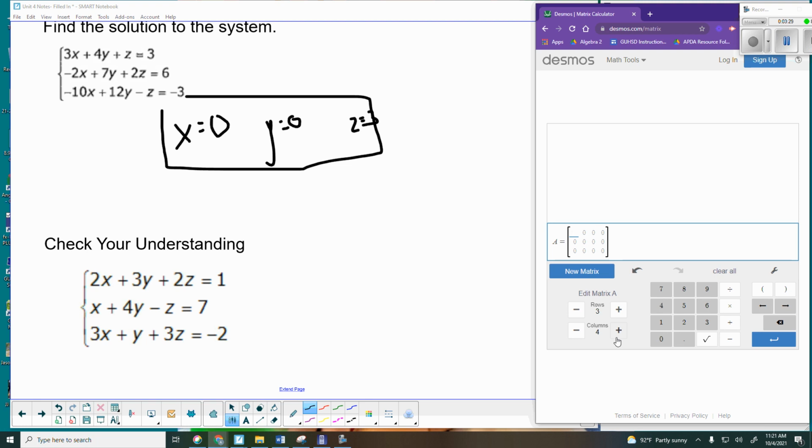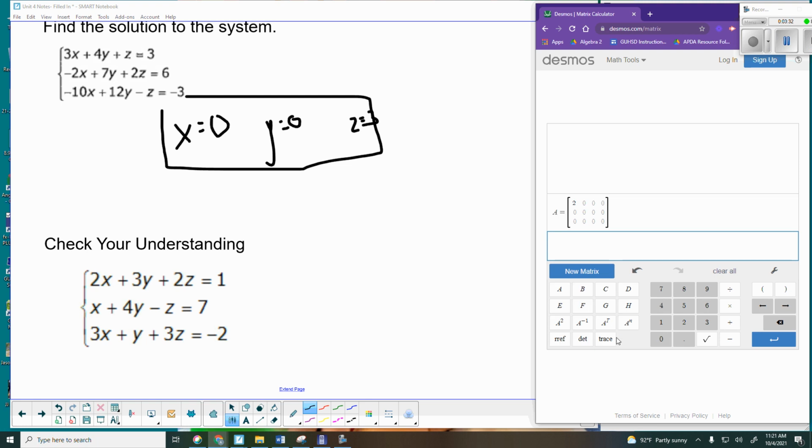That's how wide it is. And then similar process, we type in our numbers, 2, 3, 2, 1. 1, 4, -1, 7. 3, 1, 3, -2. Okay. So once you have that, you press enter. Now on this new line, I'm going to press the RREF button.